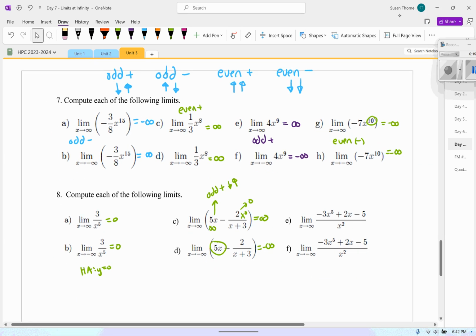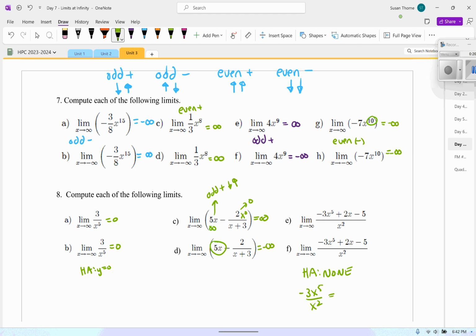Looking at the next one, it's a rational function. So we have degree 5 over degree 2, which tells me there's no horizontal asymptote. If we think about negative 3x to the 5th over x squared, our lead term would be negative 3x to the 3rd, which is odd negative. So the left end goes up, right end goes down. So this would be going towards negative infinity, and this would be going towards positive infinity.